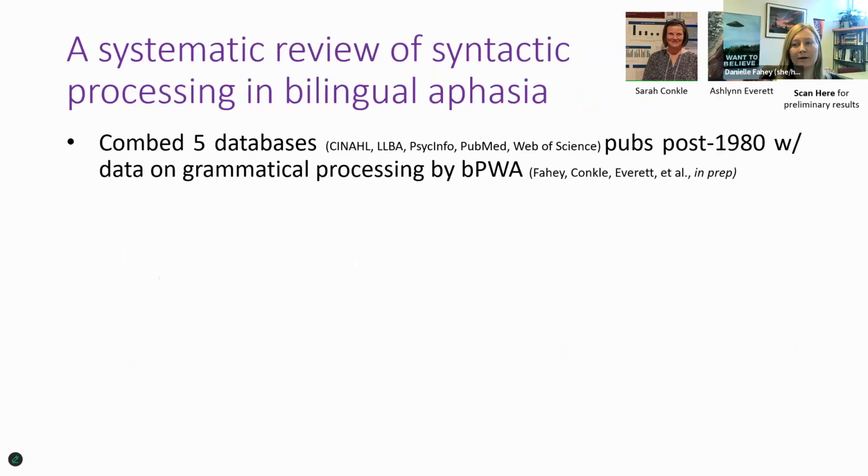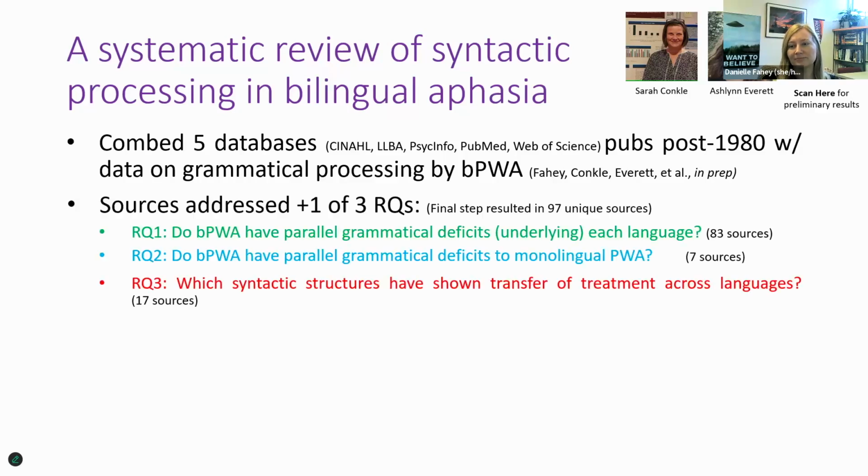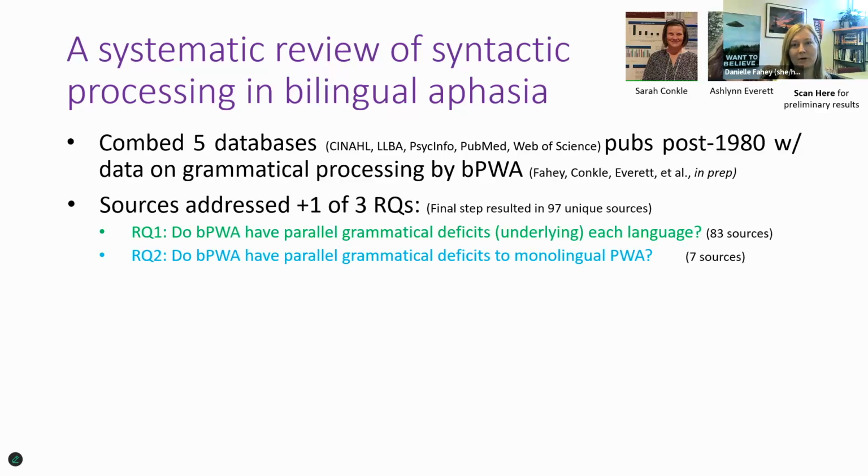So we conducted in my lab, along with several collaborators, and here you can see my students that are leading the project, a systematic review of 5 databases with publications that included bilingual people with aphasia, so not necessarily the target, and they merely mention grammatical processing or grammatical deficits. We addressed 3 research questions. I'm not going to talk about the third one. I just want to point out why there's 97 articles.